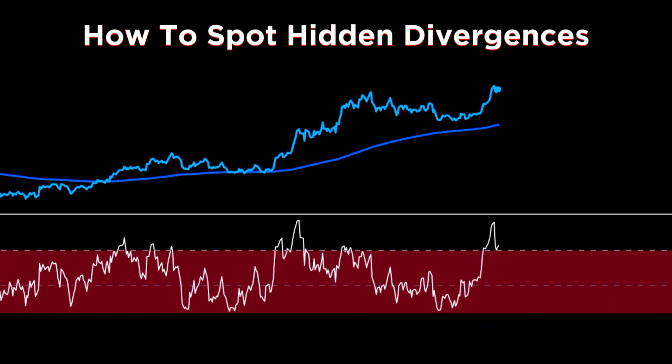Now on this chart, you can see that the market is moving above the 200 exponential moving average. And like I said earlier, it means that we will only be looking for bullish hidden divergences. And we also have our chart on a line chart presentation to make it much easier to spot.